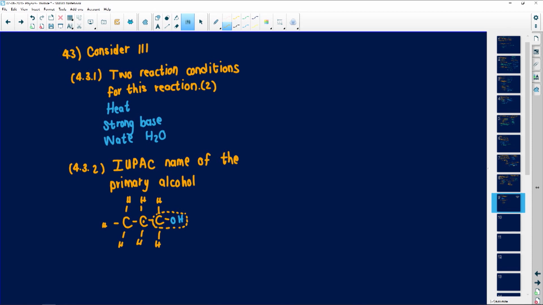I know my theory of primary alcohols says that the carbon attached to the OH must be attached to only one other carbon. If it was a secondary alcohol, I would have had 2 carbons attached to the carbon with the OH.